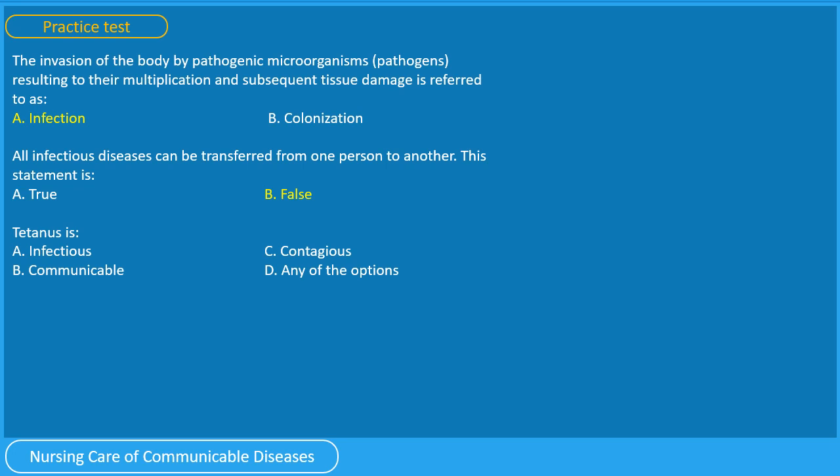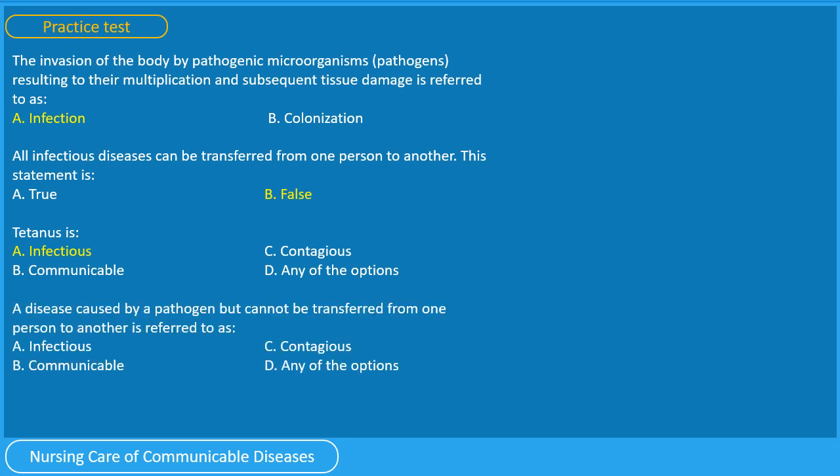Third question. Tetanus is A. Infectious, B. Communicable, C. Contagious, or D. Any of the options. You have 5 seconds. The correct answer is A. Infectious. It is caused by a microorganism, making it infectious, but it cannot be transferred from one person to another. Therefore, it is not communicable as well as contagious.